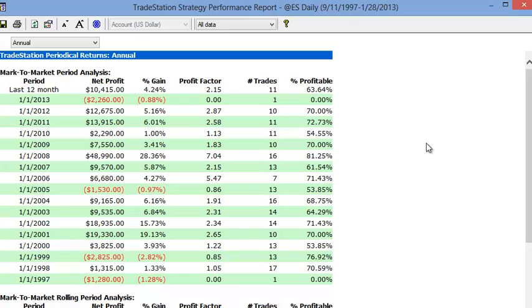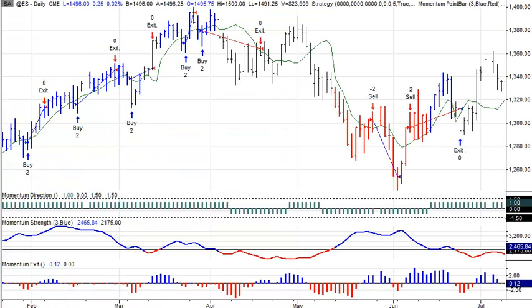Again, this is just to see what the strategy does when we apply it to longer-term bar charts, in this case daily bar charts for the E-mini S&P. And of course, those results are based on trading 2 contracts. So the results you saw for the daily S&P are based on 2 contracts going back to 1997.